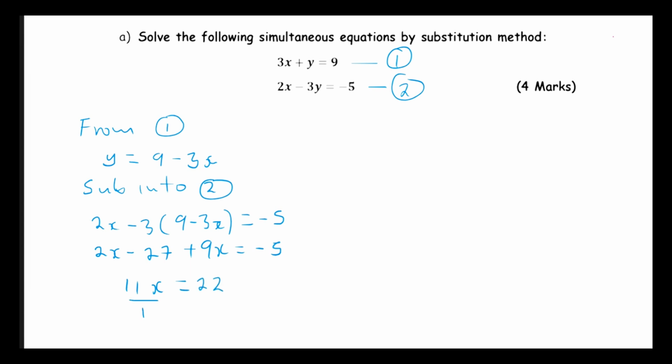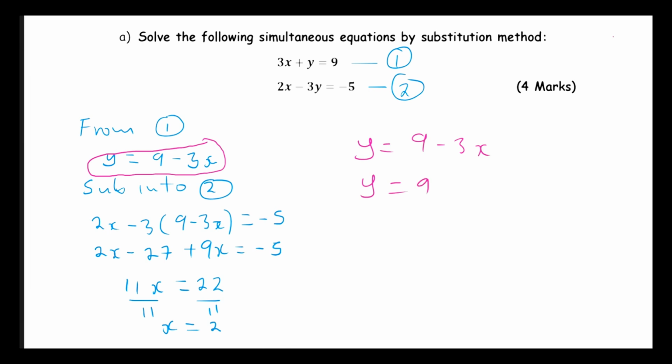So for us to get x, we divide both sides by 11, so that x is equal to 2. So now that we have x, we can now obtain the value of y. Remember, the value of y is given by this equation, 9 minus 3x. So y is equal to 9 minus 3x, but we now have the value of x as 2. So it means y will be equal to 9 minus 3 times 2. So that is 9 minus 6, which is just equal to 3.